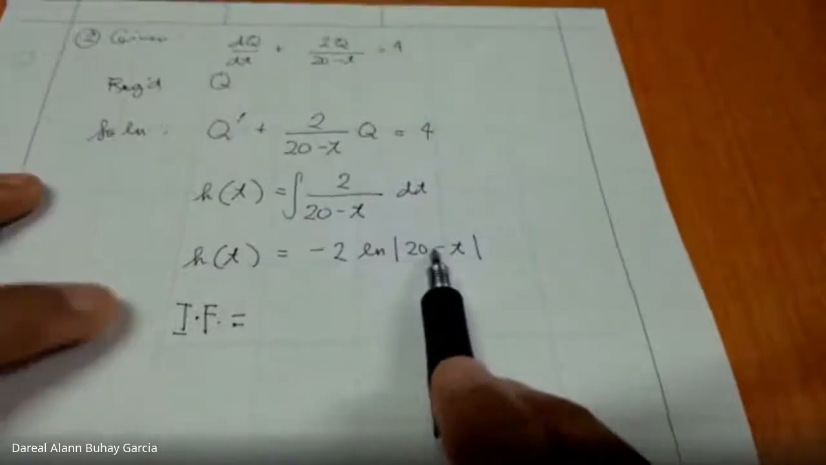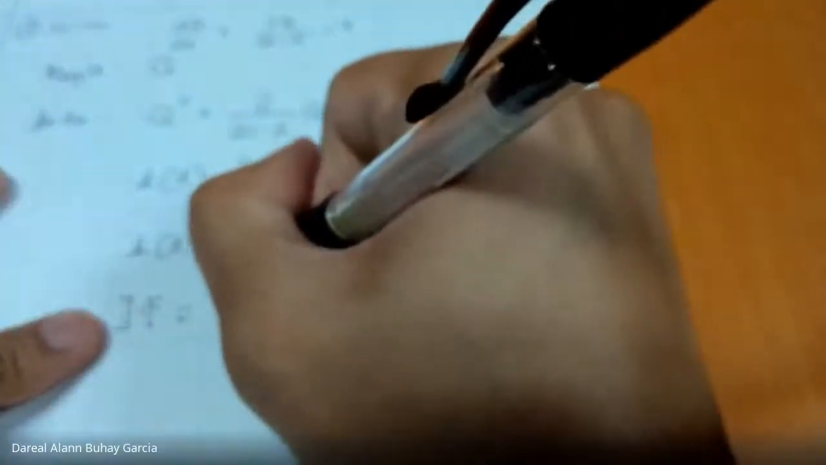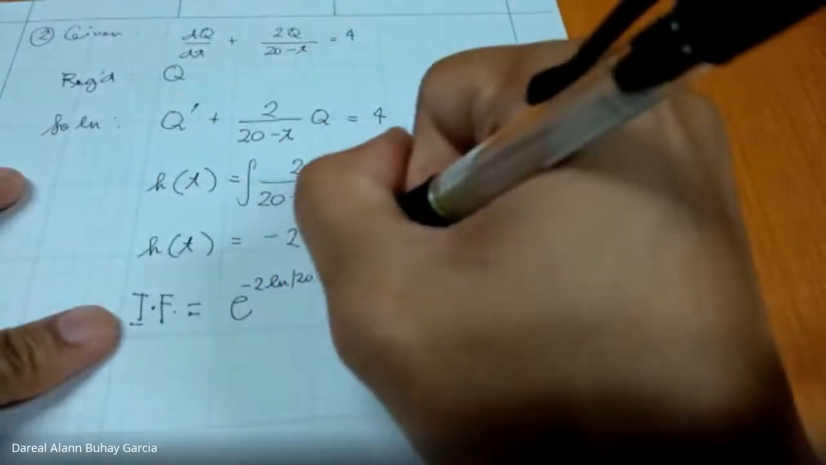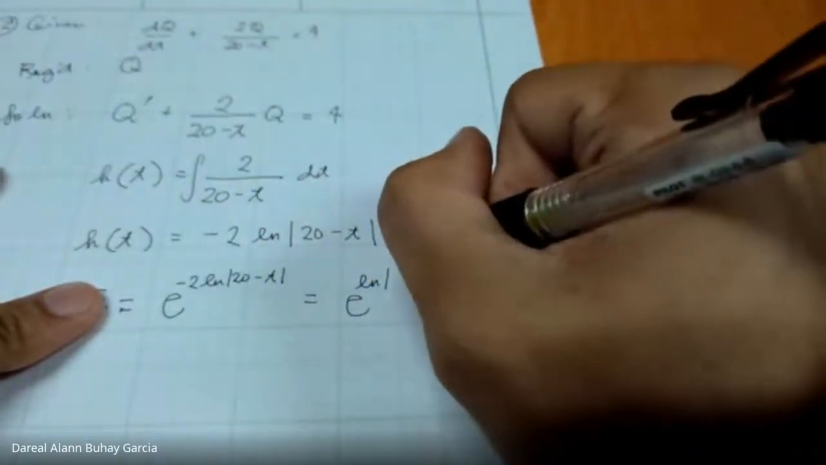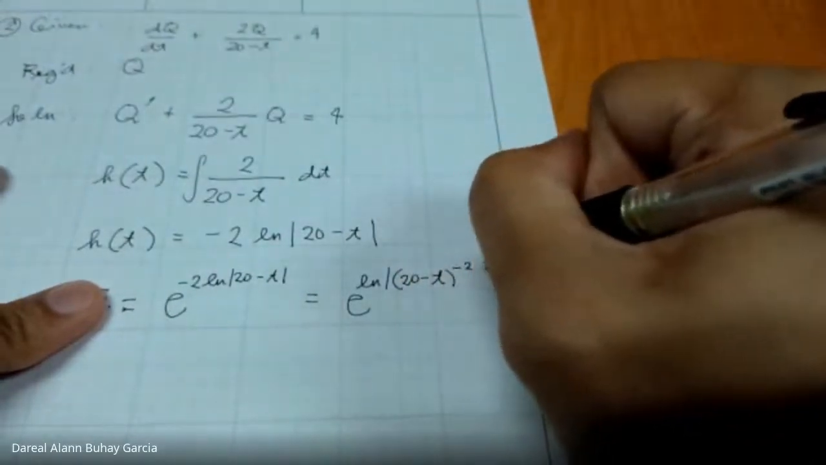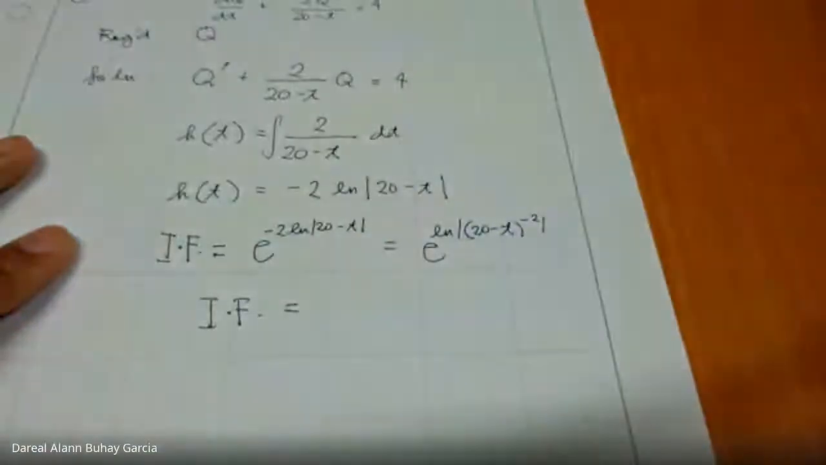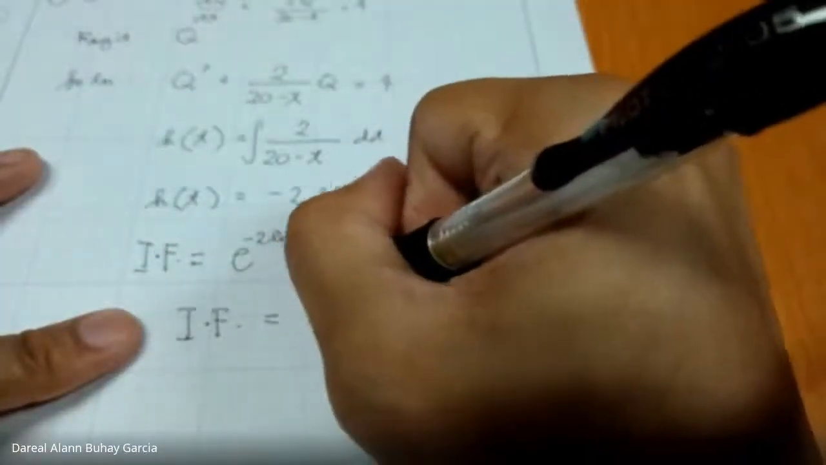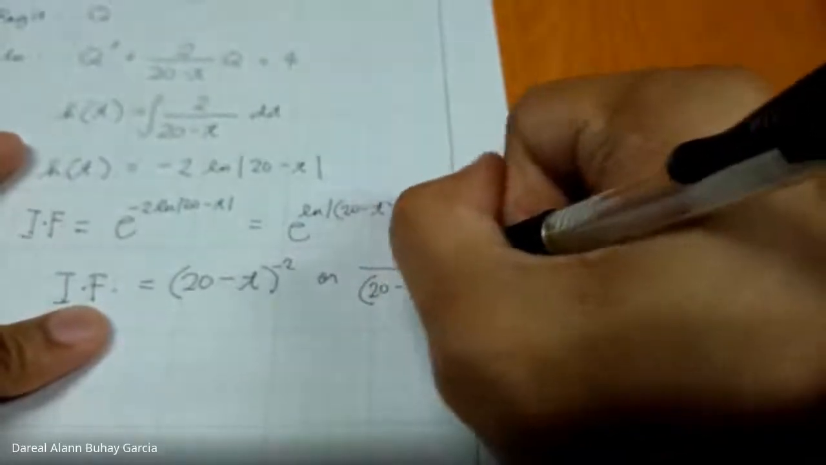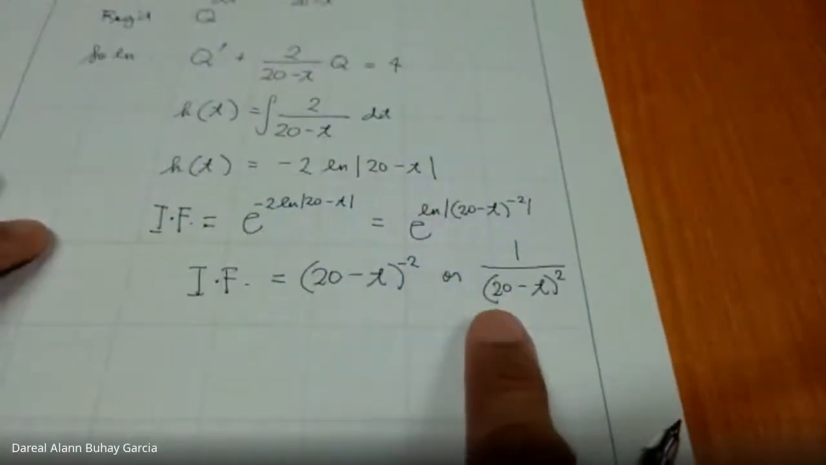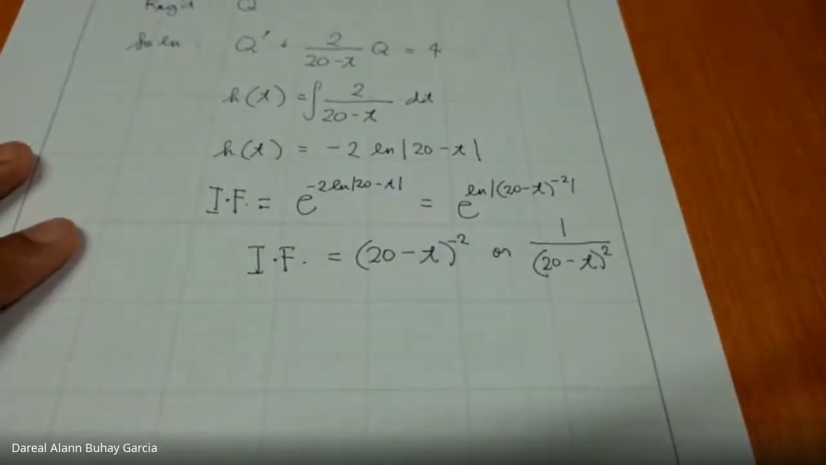Then, if this is our h of t, our integrating factor is just e raised to this power. So, e to the negative 2 ln 20 minus t, or we can write it as e to the ln of 20 minus t to the power of negative 2, so that ln disappears. Our integrating factor is equal to 20 minus t to the power negative 2, or 1 over 20 minus t squared. So that's our integrating factor. Okay?